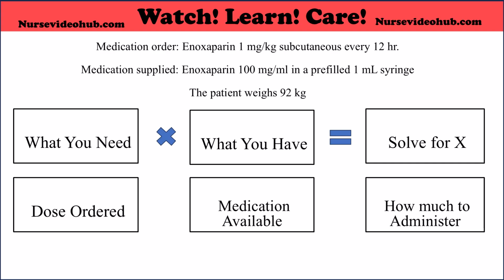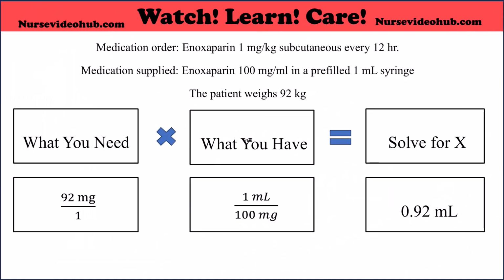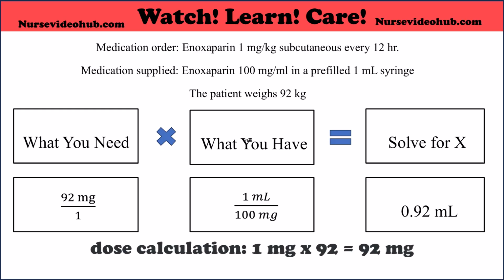Here's an example with a weight-based order. The medication order is enoxaparin, 1 milligram per kilogram, subcutaneous every 12 hours. The medication supplied is enoxaparin, 100 milligrams per milliliter in a pre-filled 1 milliliter syringe. The patient weighs 92 kilograms. You set up the problem to identify the amount of milliliters to administer. To calculate the dose, multiply the patient's weight in kilograms by 1. The dose would be 92 milligrams.